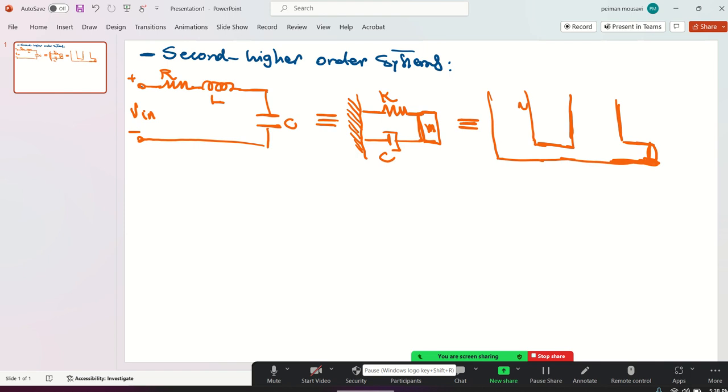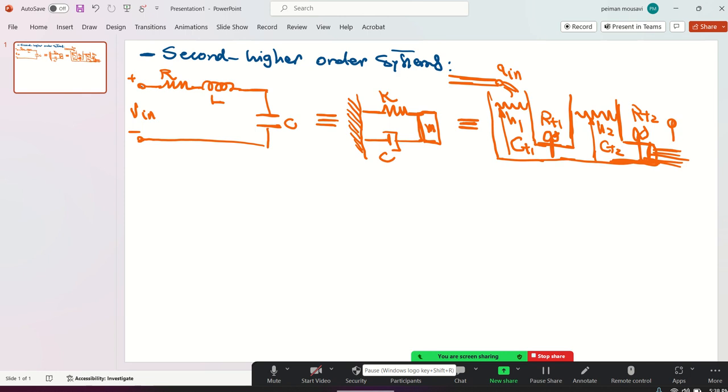Two tanks of water. So if here is H1, this height, here is H2. This contraction can be given as RT1, tank resistor. This contraction, like your sink, is RT2. This is the capacitance of this tank, CT1, CT2. And you have inlet flow, Q in, and outlet flow, Q out.